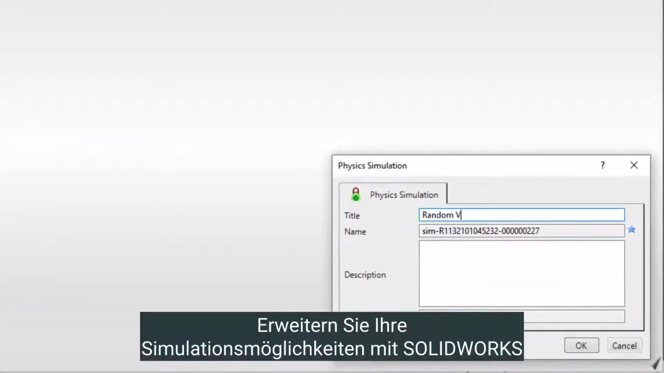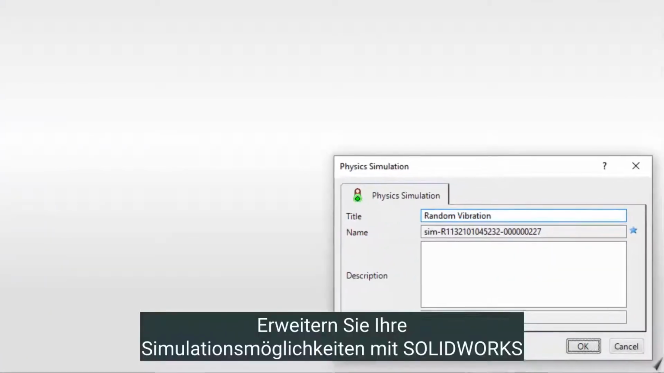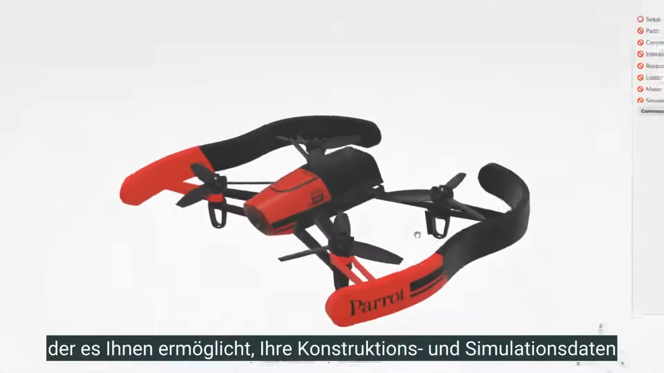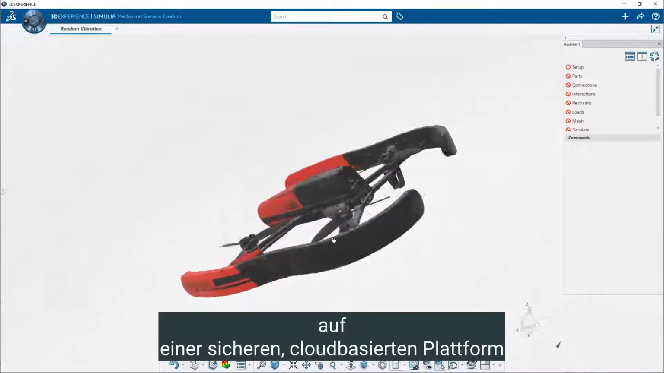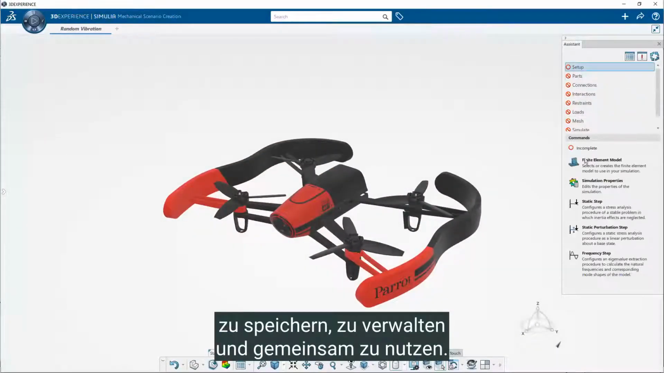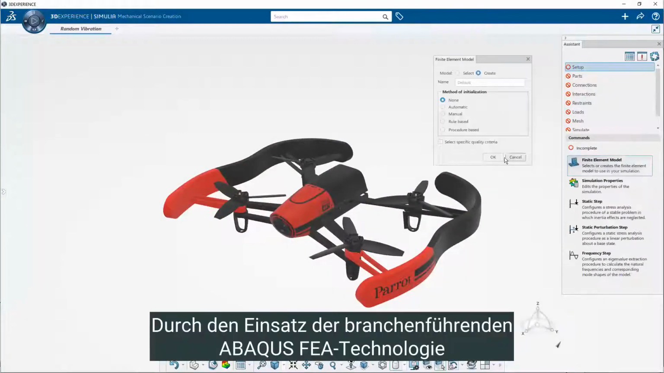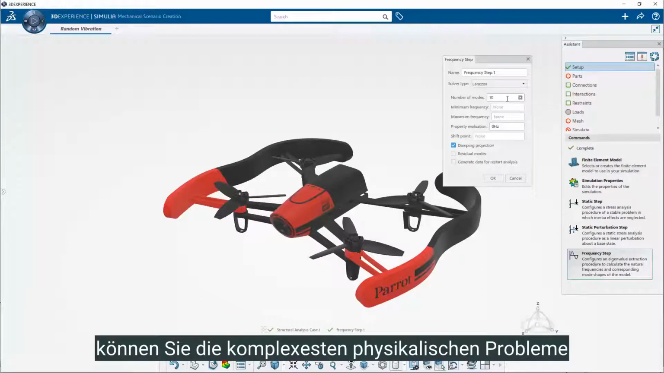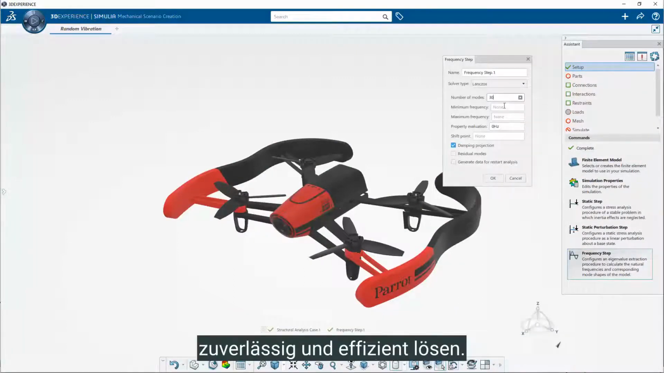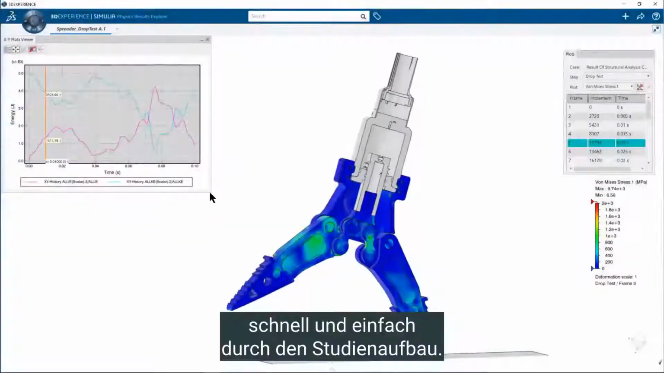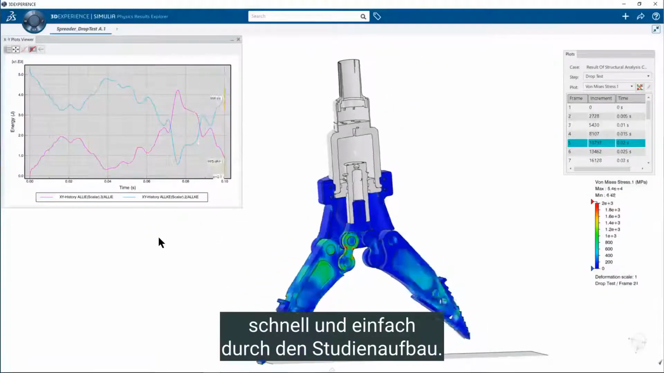Extend your simulation capabilities with SOLIDWORKS by using an integrated workflow that enables you to easily save, manage, and share your design and simulation data in a secure, cloud-based platform. By leveraging industry-leading Abaqus FEA technology, you can solve the most complex physics problems reliably and efficiently, and the built-in assistant walks you through the study setup process to make it quick and easy.